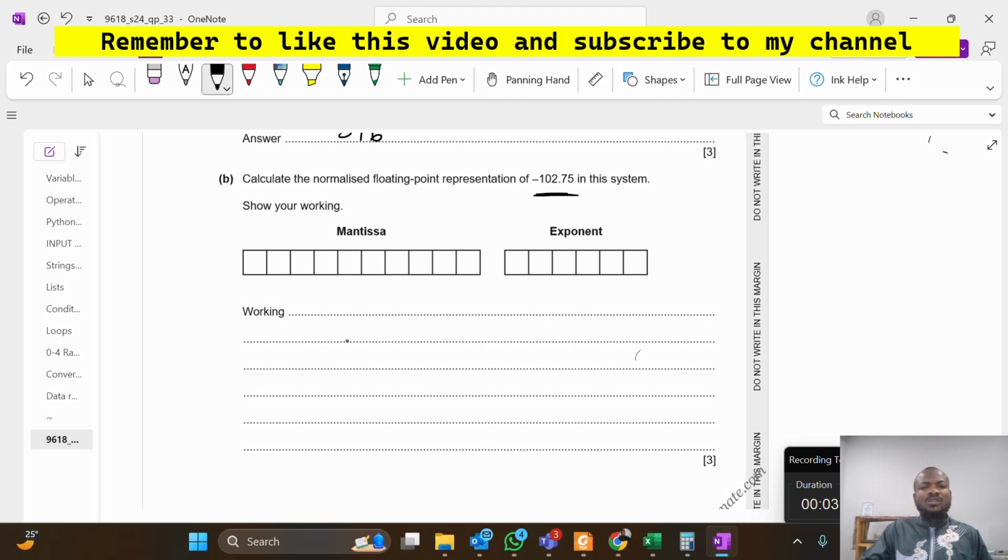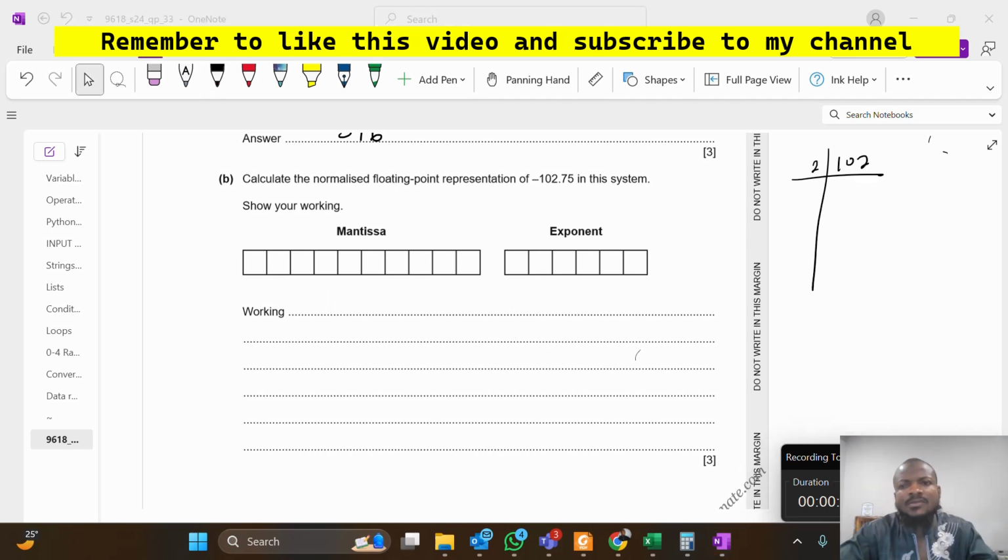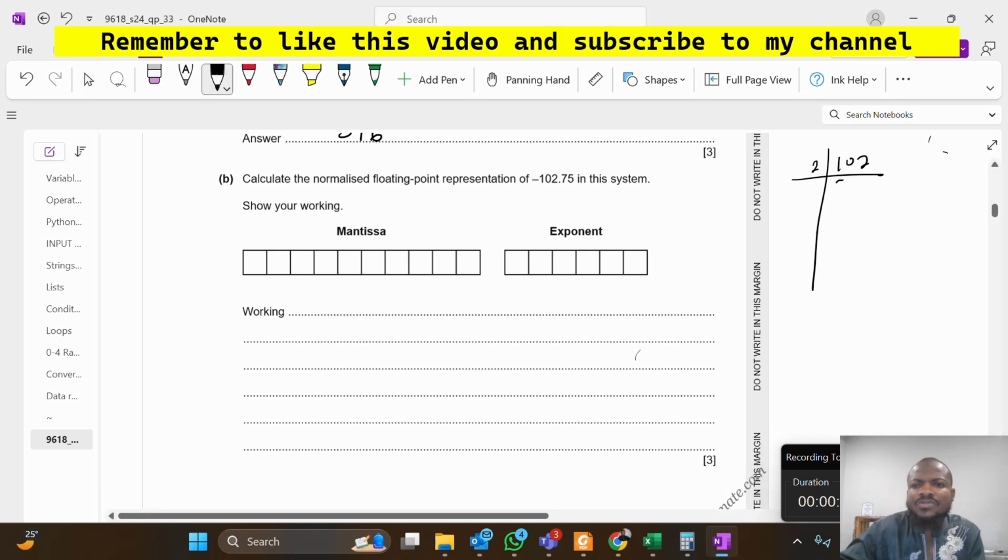So the first thing is to take the minus out, don't touch the minus. So this is 102, then dot 75. So the first thing, convert 102 to binary. So 102 divided by 2 is 51, remainder 0. Okay. 2 times 5 is 10. Then this is 25, remainder 1.